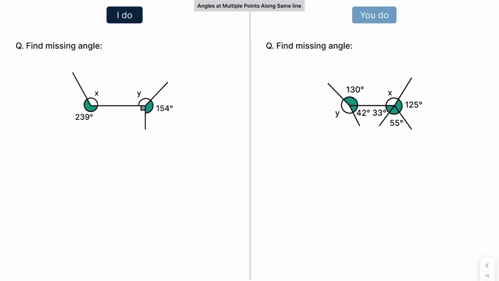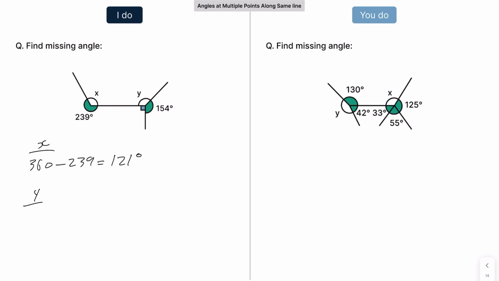So now we've got multiple angles at different points along the same line, but again, it's the exact same concept. So we've got this point here, angles around this point add up to 360, and then we've got this point here, angles around this point also add up to 360. Okay, they're two separate points, so working out for x here is going to be straightforward: that's 360, take away 239, which is 121 degrees.